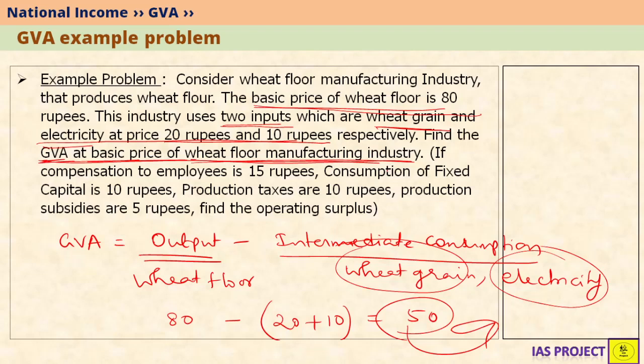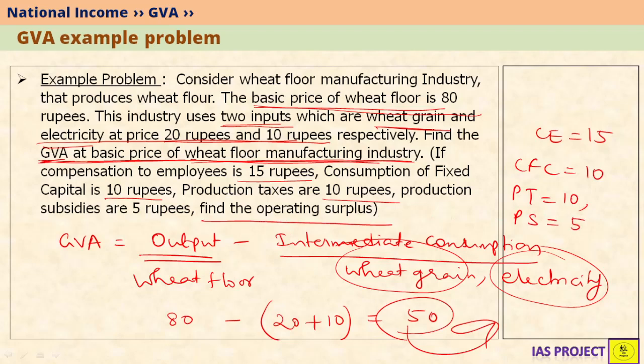Now, there is a further question given. If compensation to employees, that is CE, is 15 rupees, consumption of fixed capital is 10 rupees, production taxes are 10 rupees, production subsidies are 5 rupees.